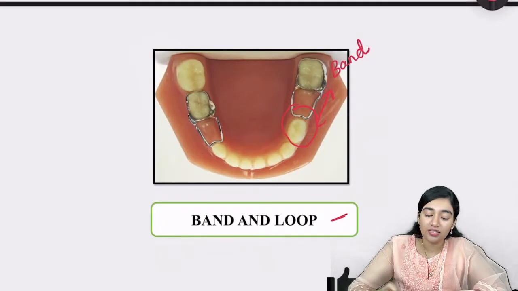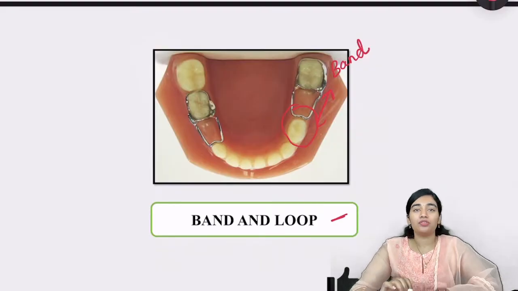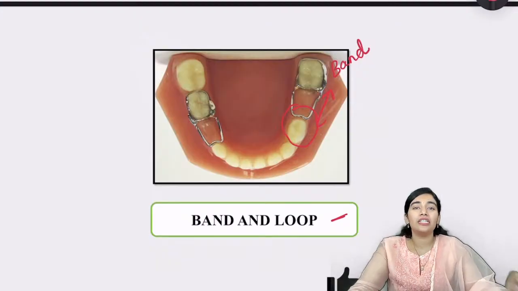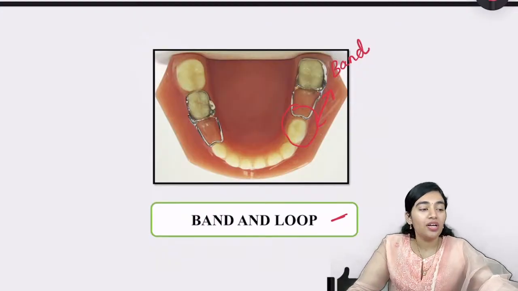I need you to answer me, where does the loop rest on the abutment tooth? Exactly at what point should the loop contact the abutment tooth? That is the question for you. I'll be looking in the comment box for some good answers from you all.